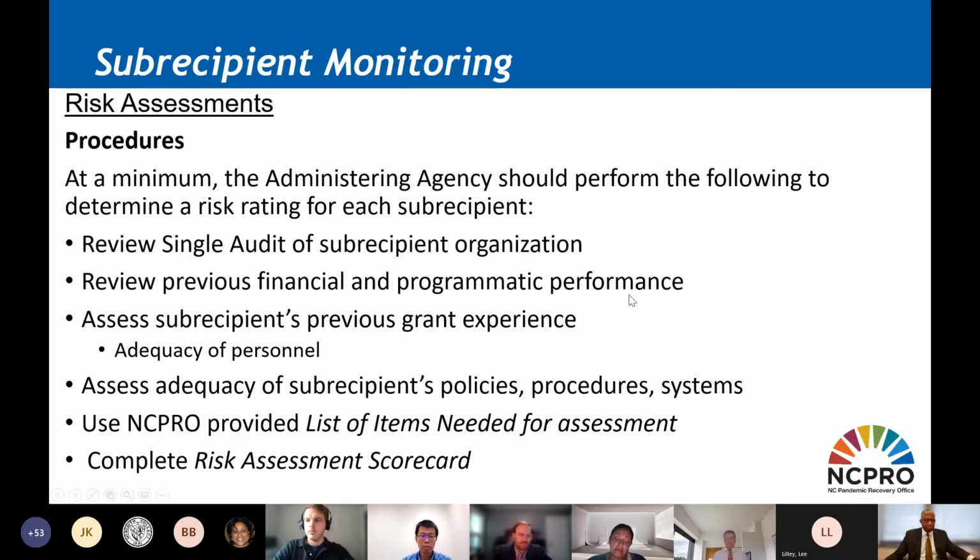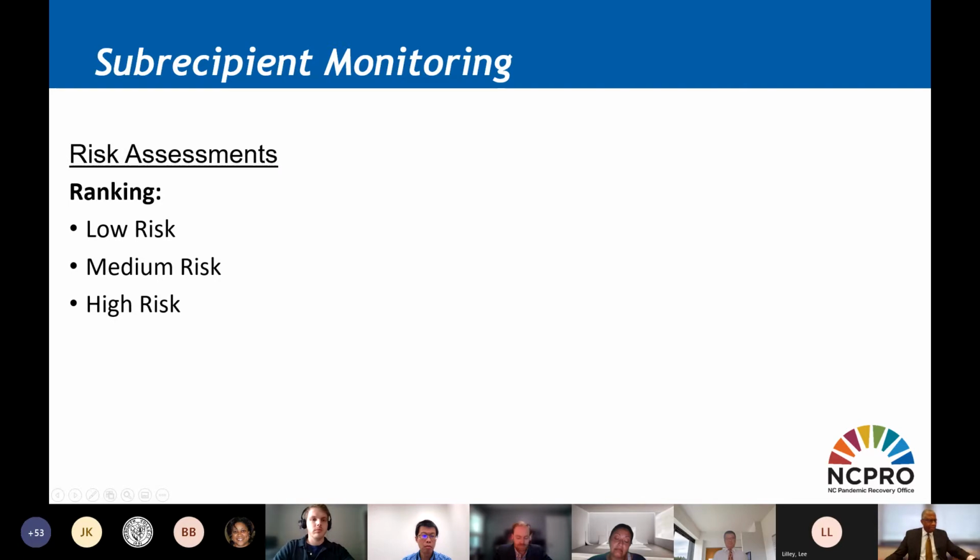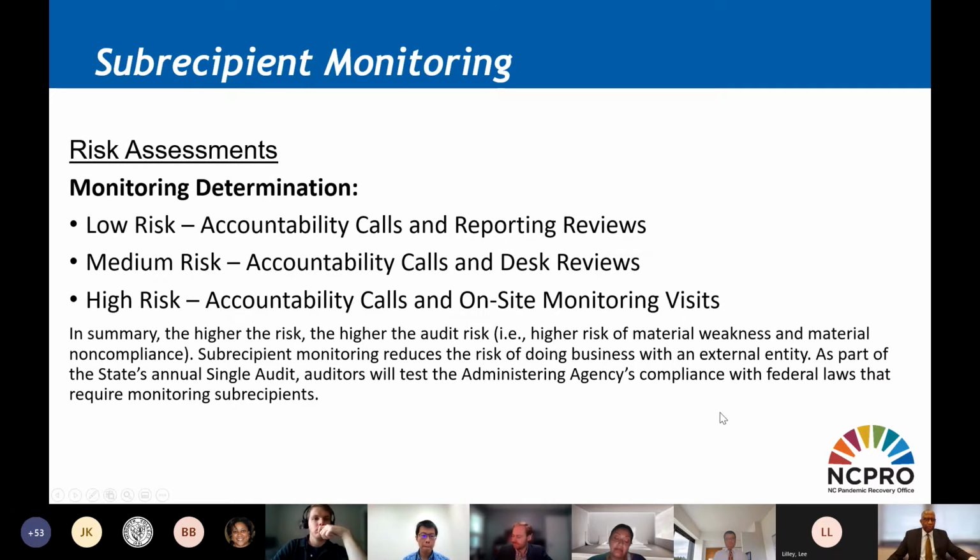Next slide. And we're going to recommend that there are 3 buckets of risk assessment that you come away with. There's a low risk, medium risk, and high risk. Next slide. And those ratings are going to determine the type of monitoring that you do. If it's low risk, you will do accountability calls and reporting reviews.